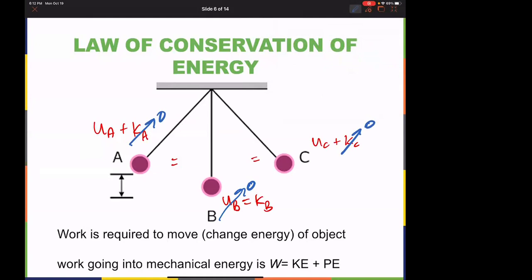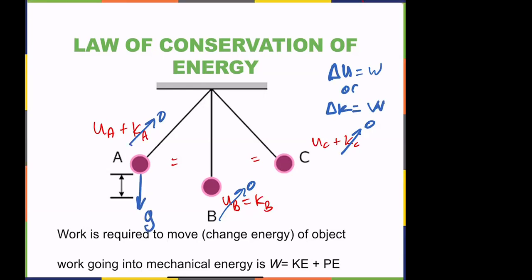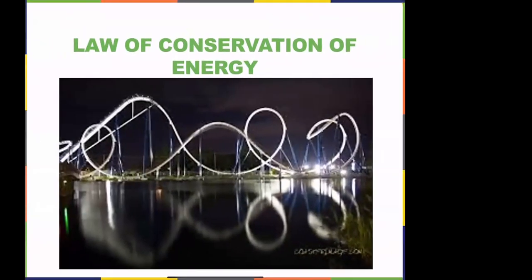At every single point between A, B, and C, the total energy remains the same. U plus K is always constant. To change an object's energy, remember, you need to do work. So whatever is happening here, gravity is doing work on this to change the energy. Gravity is the force that causes work to be done.